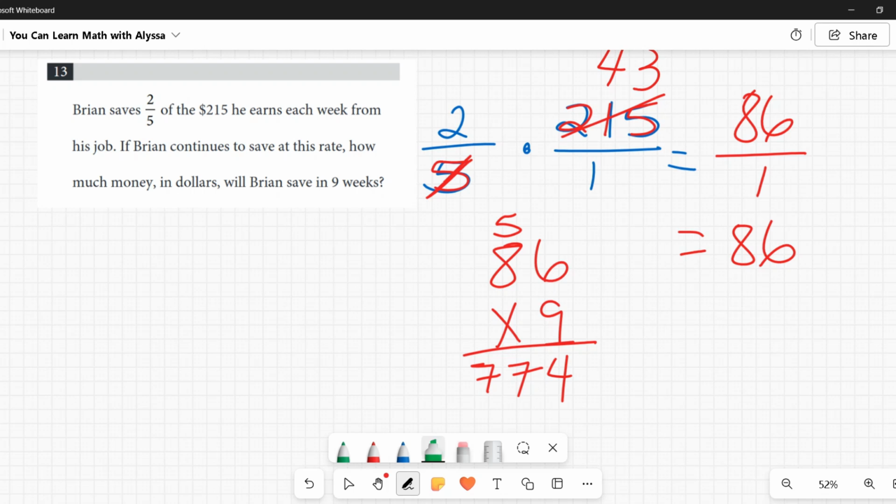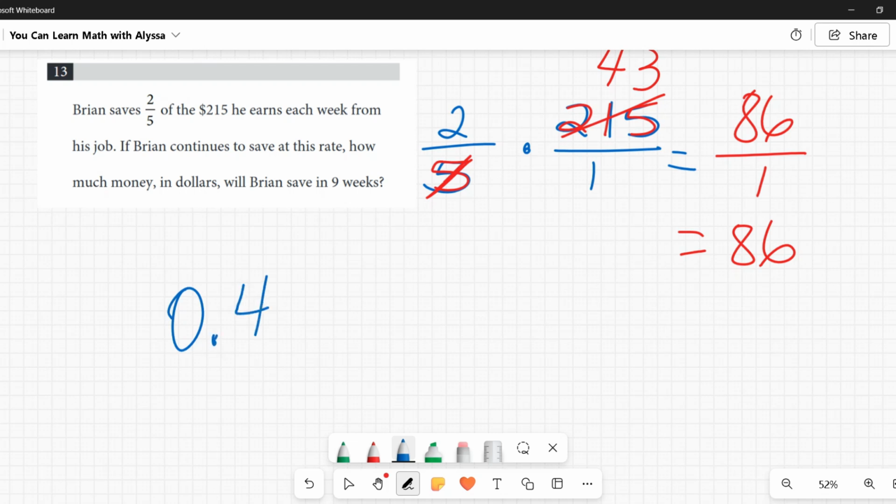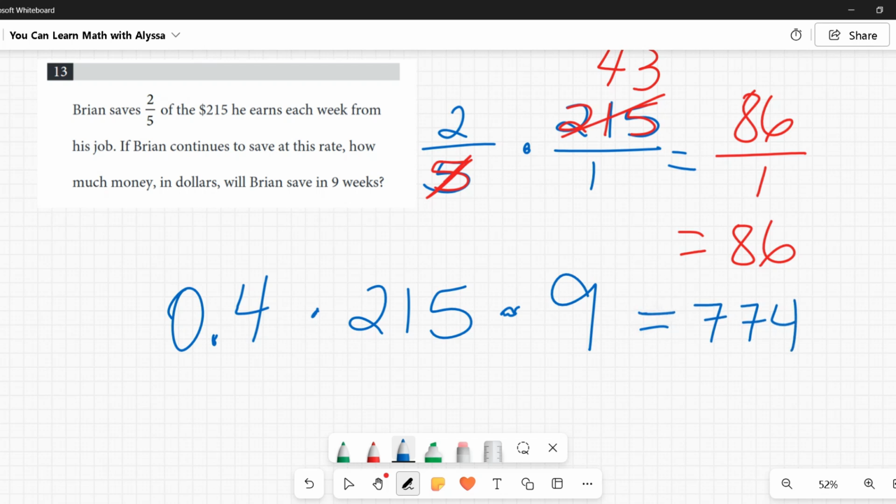So back to this problem here, we have 774, and yes, that is your answer. And when I said you could do all this at once, like if you weren't wanting to write it out or you were wanting to just do it in your calculator, which is totally valid. You have a calculator, you want to use it, use it. You can just multiply it all at once. You can multiply 2/5, which if you want to use the decimal version of that, is 0.4, times 215 times 9 weeks. Enter all that into your calculator and you'll get the same thing again. You'll get 774 as your answer.